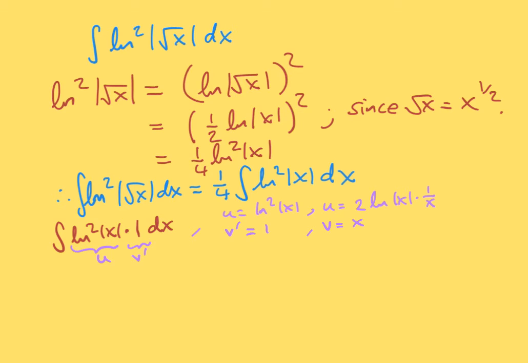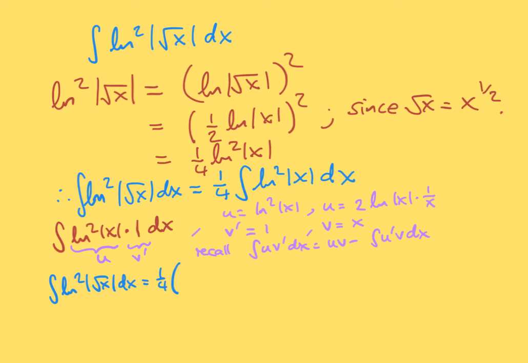And we also recall the formula that the integral of u v prime with respect to x is uv minus the integral of u prime v with respect to x. So this tells us that the integral of log squared of the square root of x, integrated with respect to x, is, well, there's a quarter multiplying everything, so I'll write a quarter and open a big bracket.